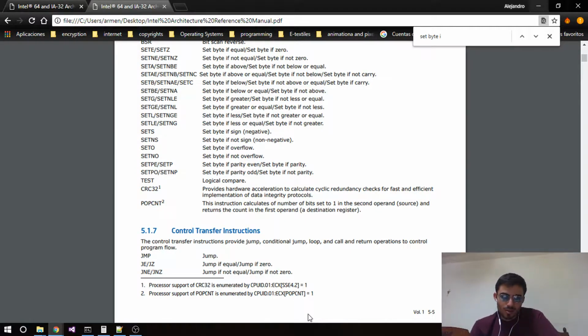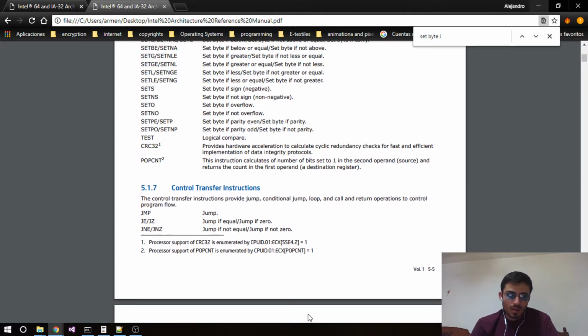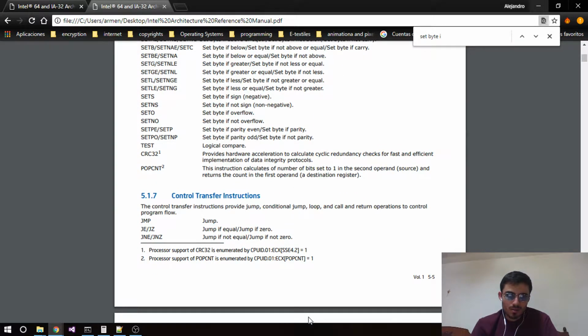Oh, okay, okay. That's interesting. It's a funny instruction. It calculates the number of bits set to 1 in the second operand, and returns the count in the first operand. That's a cool instruction. Okay, okay. But shamefully, probably not all the processors have it. So that's a shame. Okay.